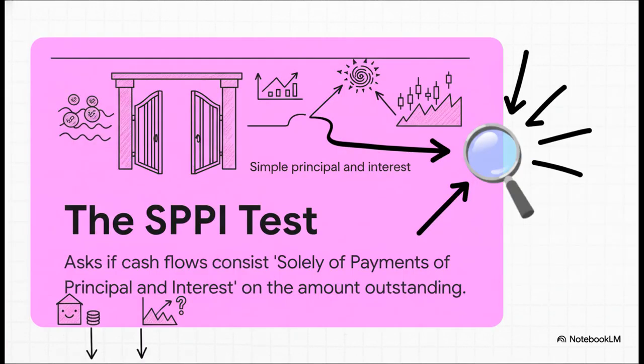That first step is this critical gatekeeper called the SPPI test. All it's asking is this: are the payments you're going to get from this asset just simple principal and interest? In other words, is this a basic loan? If the payments are tied to something else, like the price of gold or a company's stock, it fails this test right away and goes down a different path.